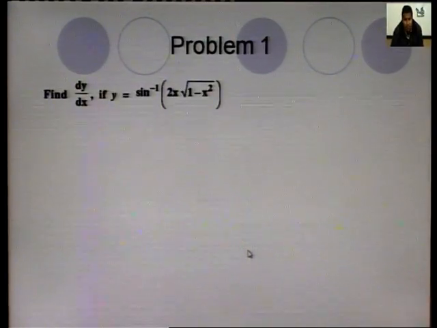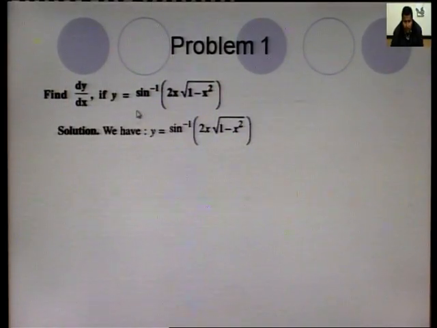Now, here is the first problem we will be doing here. Find dy by dx if y is equal to sin inverse of 2x root of 1 minus x square. Now we have to do the differentiation of this term with respect to x to find the value here. How to find it? We have y equal to sine inverse 2x root of 1 minus x square.